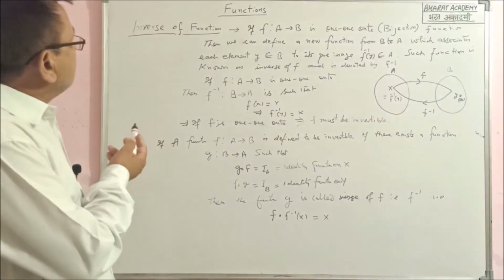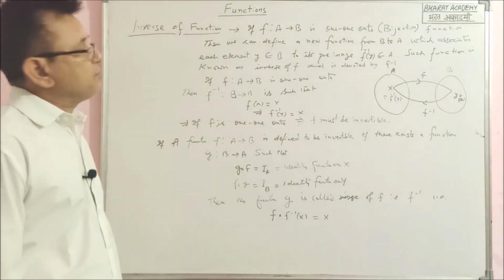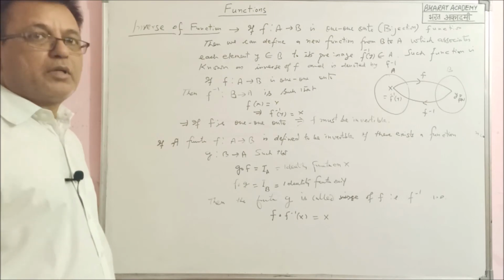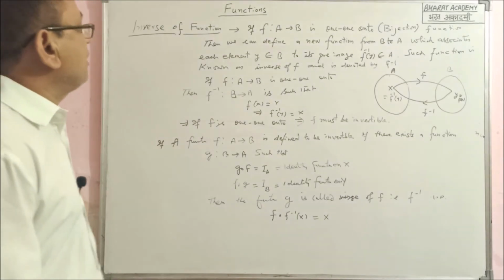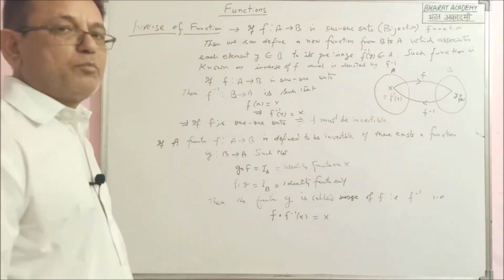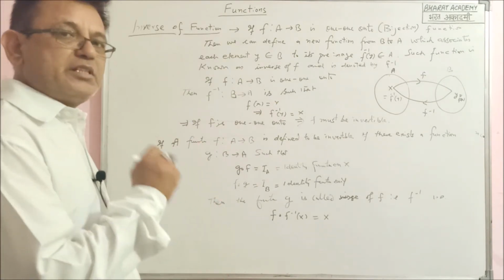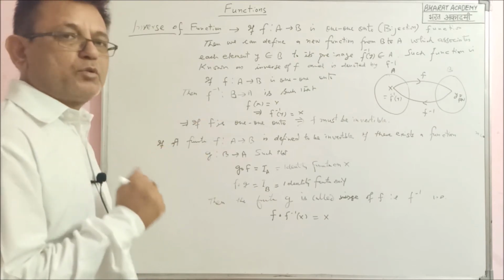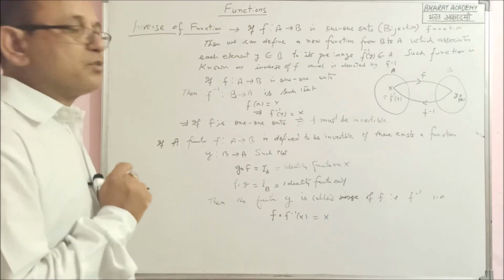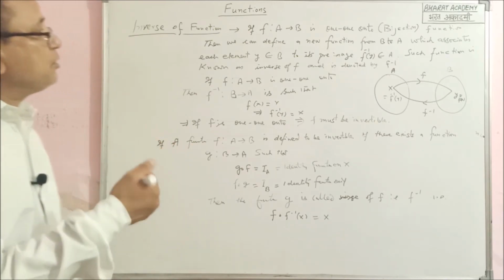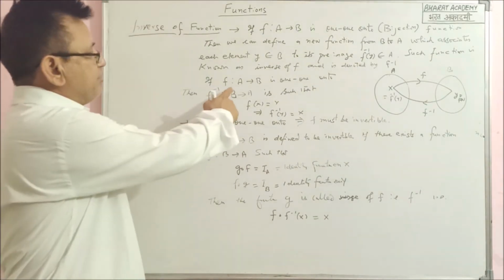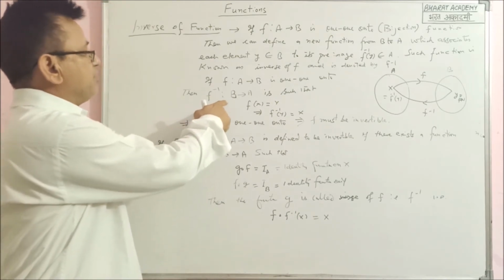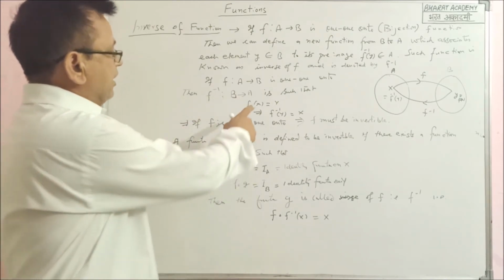Now student, there is another type of function, that is the inverse of a function. What is the inverse of a function? If a function f from A to B is one-one and onto, meaning a bijection, then we can define a new function from B to A which associates each element y belonging to B to its pre-image f inverse of y belonging to A. Such a function is known as the inverse of f, and it is denoted by f inverse. That is, if f is a function from A to B that is one-one and onto, then f inverse will be the function from B to A such that f(x) equals y.